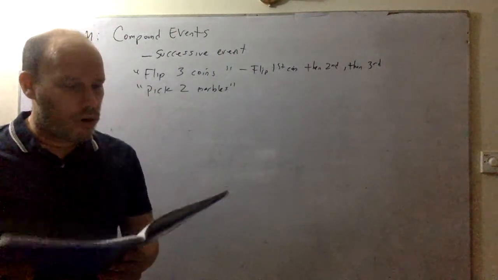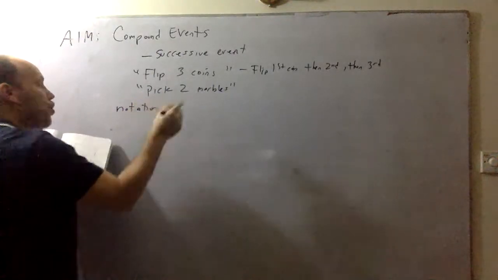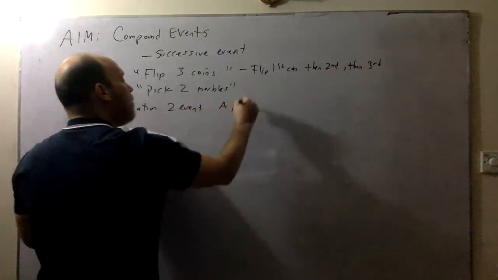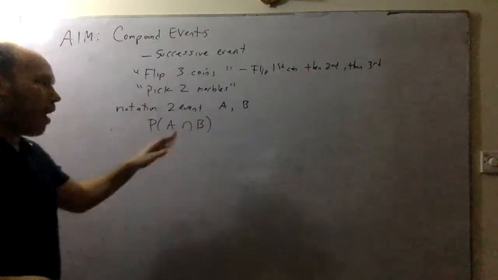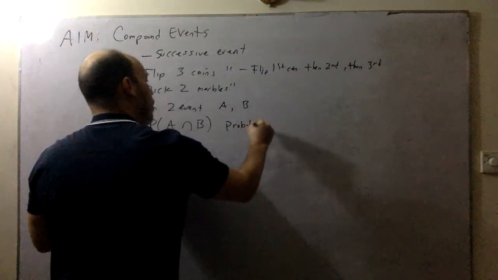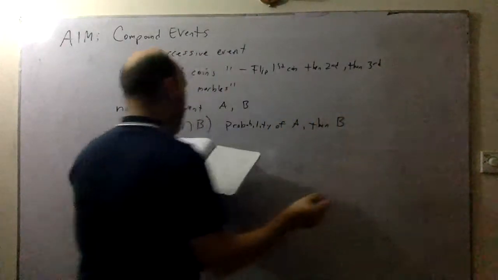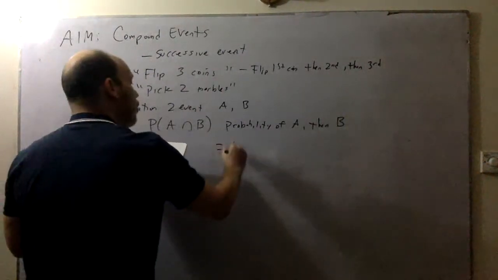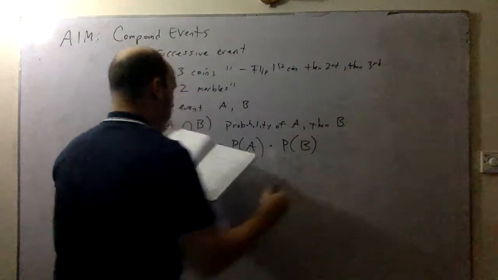Okay. So the notation for two events, let's talk about two events, A and B. You're going to see the probability of A and B. In general, this means the probability of A, then B. And here's the great part: it is equal to the probability of A times the probability of B.